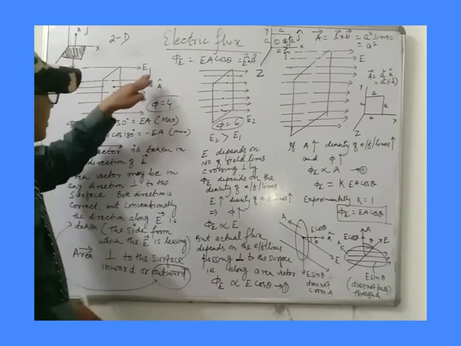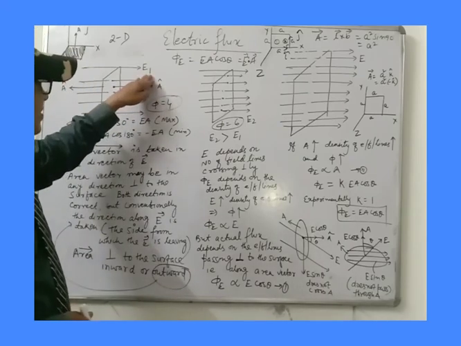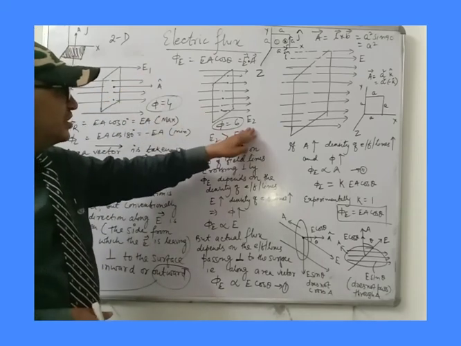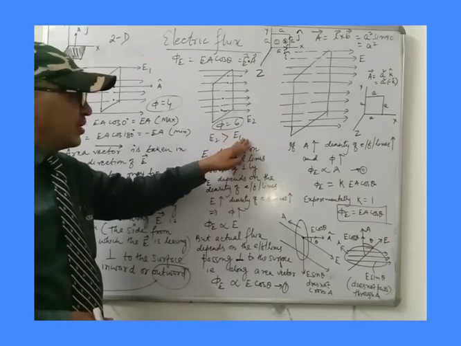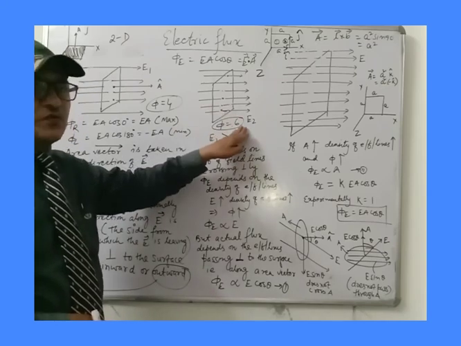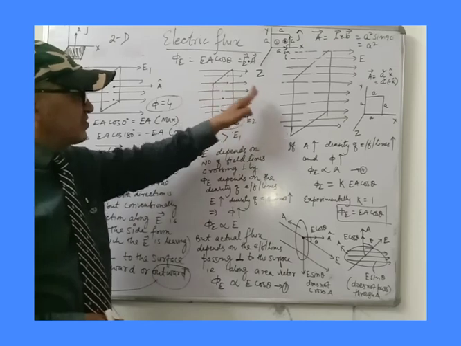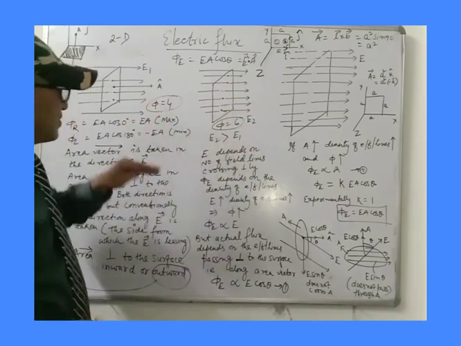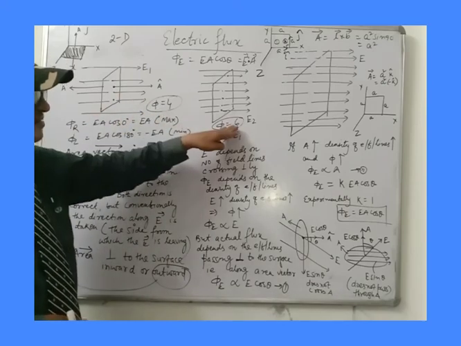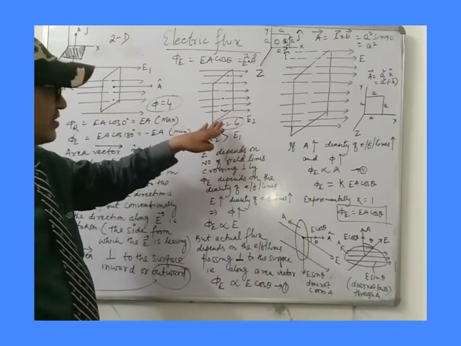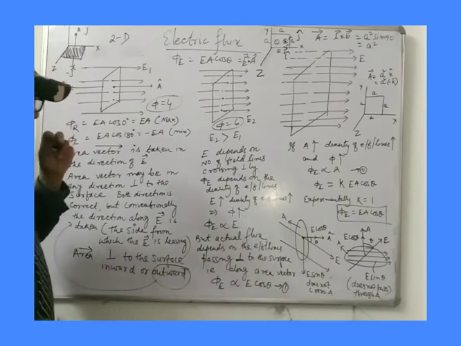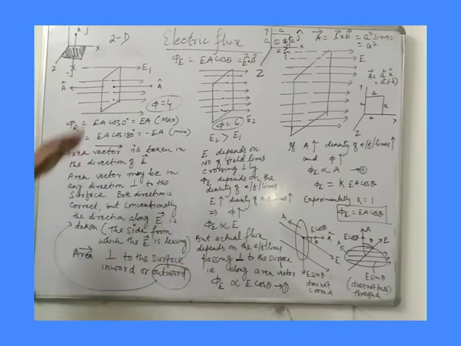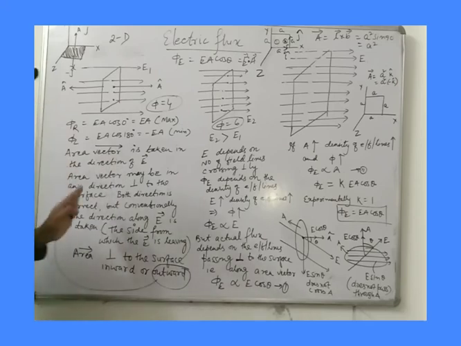So here I have mentioned this electric field as E1 and this one as E2. So E2 is obviously greater than E1. So flux is also more. More field lines are crossing, so flux is 6. So the measure of the flux is given by the number of field lines. Clear? So in this case you can see, okay, I will come to this part later on.